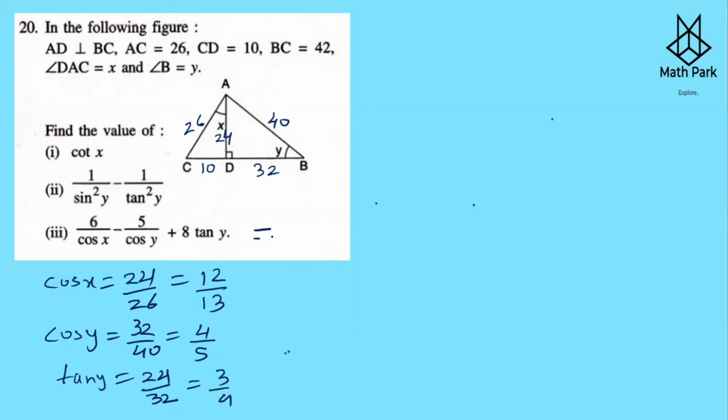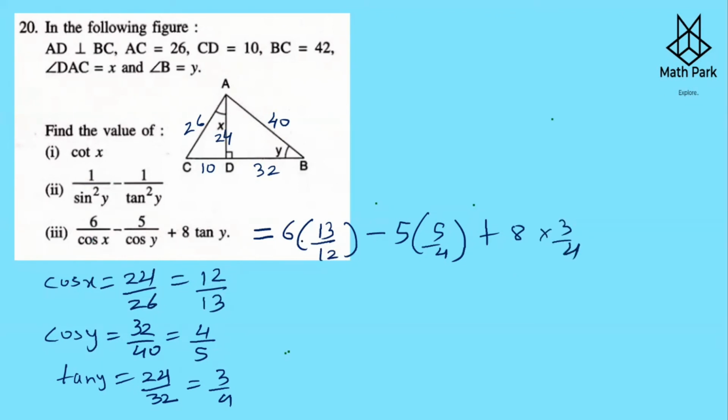So let us substitute the values here. 6 upon cos x. So 1 upon cos x is going to be 13 upon 12. So it is 6 times the reciprocal of cos x. So we'll take the reciprocal of this. So this becomes 13 by 12 minus 5 upon cos y. So we'll take the reciprocal, 1 upon cos y. So we'll take the reciprocal and multiply. So cos y is 4 by 5, so this becomes 5 by 4. Okay. And plus 8 tan y. So tan y is 3 by 4. So 8 times 3 by 4.